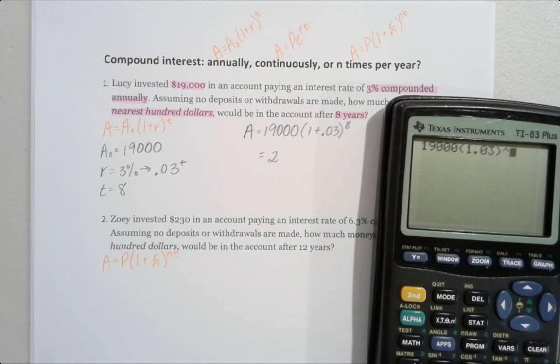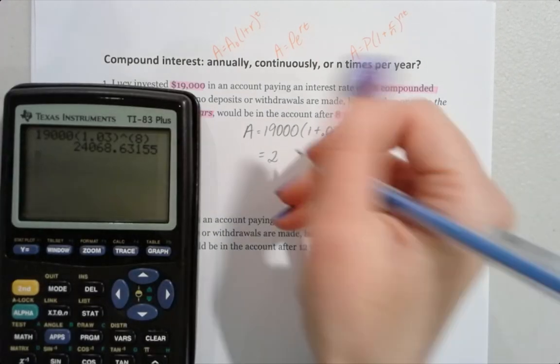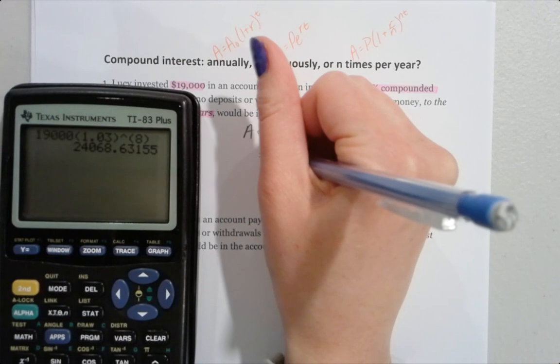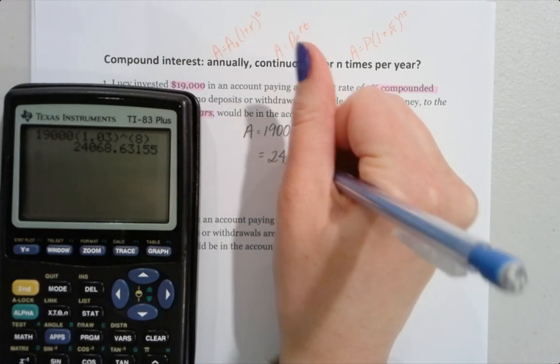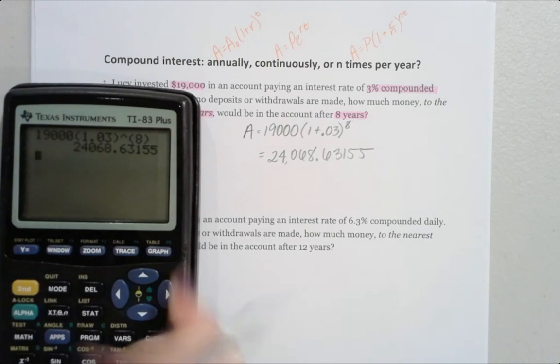To the 8th power. Aha! There we go. Okay, now this is better. So you should see on your calculator screen $24,068, and then you've got a couple numbers after that decimal point.